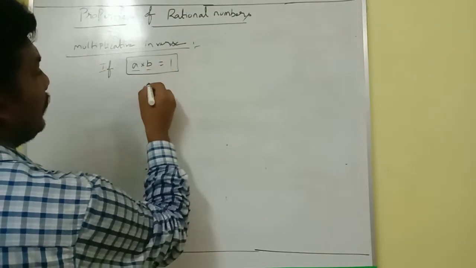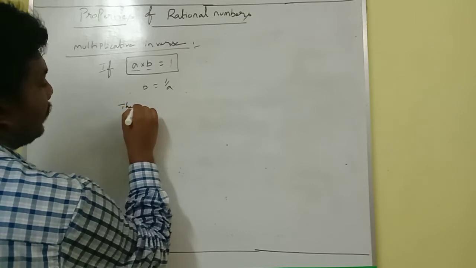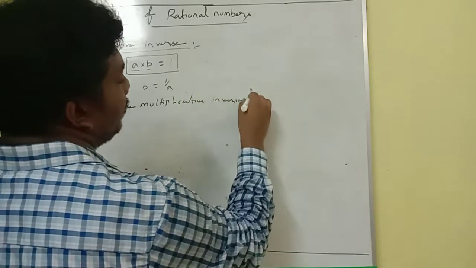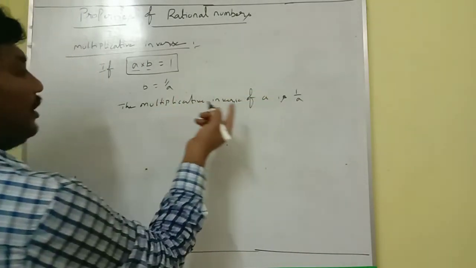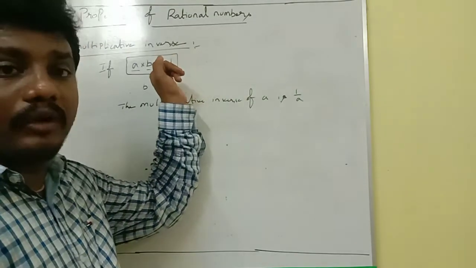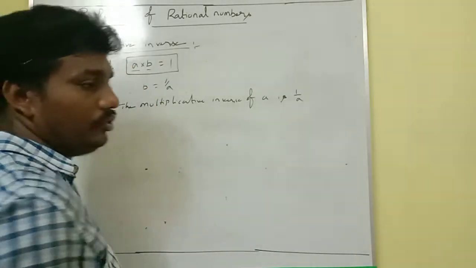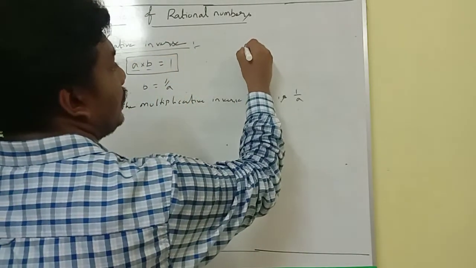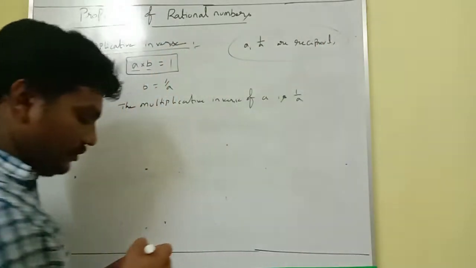Then from this side, B can be written as 1 by A. So what is the multiplicative inverse of A? The multiplicative inverse of A is 1 by A. Another way, if you multiply any two numbers and you get the multiplicative identity, then those two numbers, which we call the multiplier and multiplicand, are called multiplicative inverses or reciprocals of each other. A, 1 by A are reciprocals.